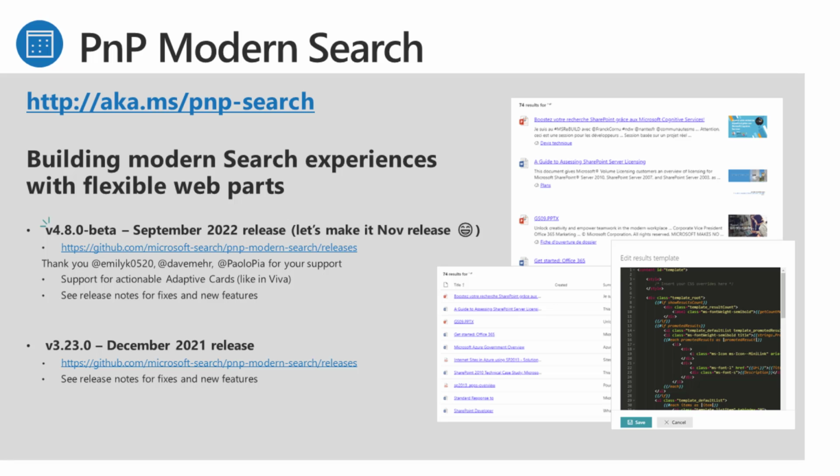And Modern Search: the 4.8 beta was out in, well, it should have been the September 22 release, but I guess we're going to make it the November release. And a special thanks to a bunch of folks who submitted some PRs for support for actionable adaptive cards like Viva ACEs, and keep track of all the release notes for the updates that came through.